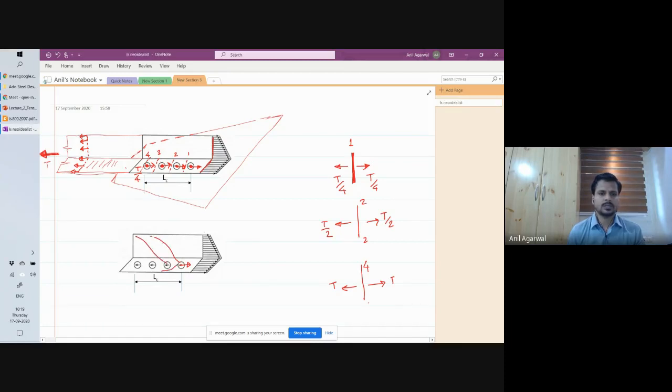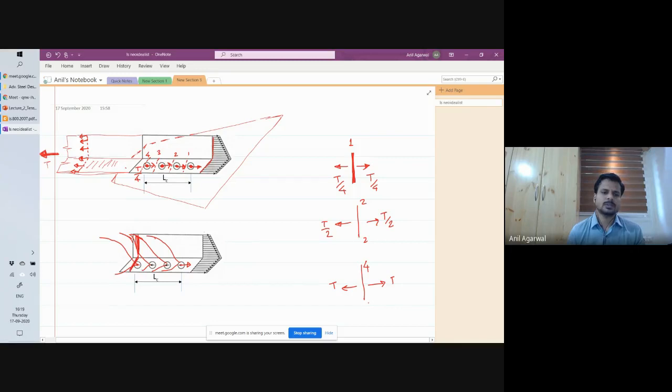Then this force also gets distributed to the entire width. This force also gets distributed to the entire width. And this force also gets distributed to the entire width. Okay. So what do we know from here? We know which cross section is critical. We know that this cross section is critical right here.